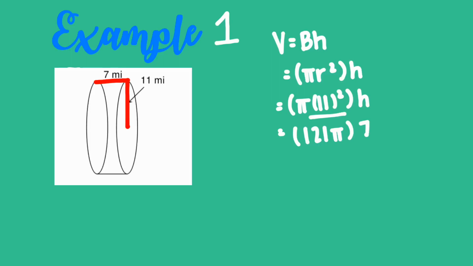So then the last step, of course, is you do 121 times 7. That gives me 847 pi. If you want to turn it into decimal, that's fine. I'm not going to in this video just for simplicity. And then your units are miles cubed. So there's your volume for this cylinder.